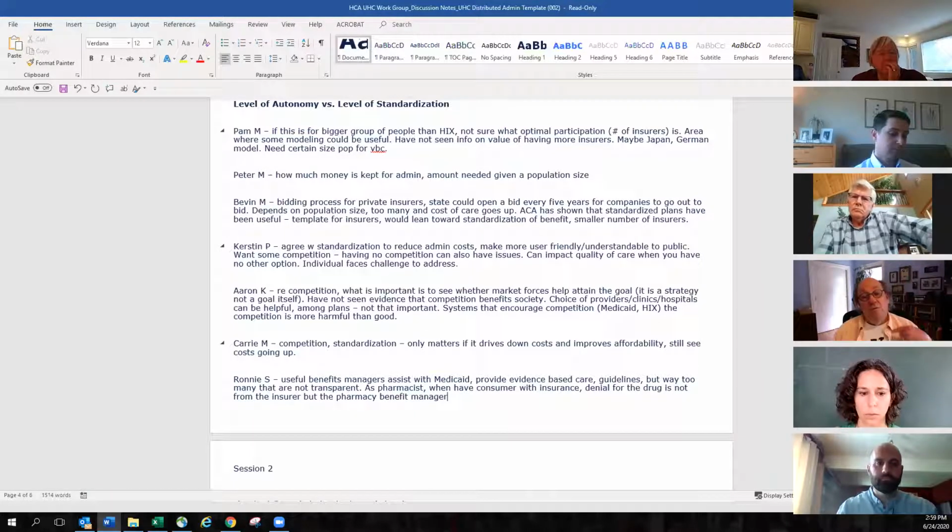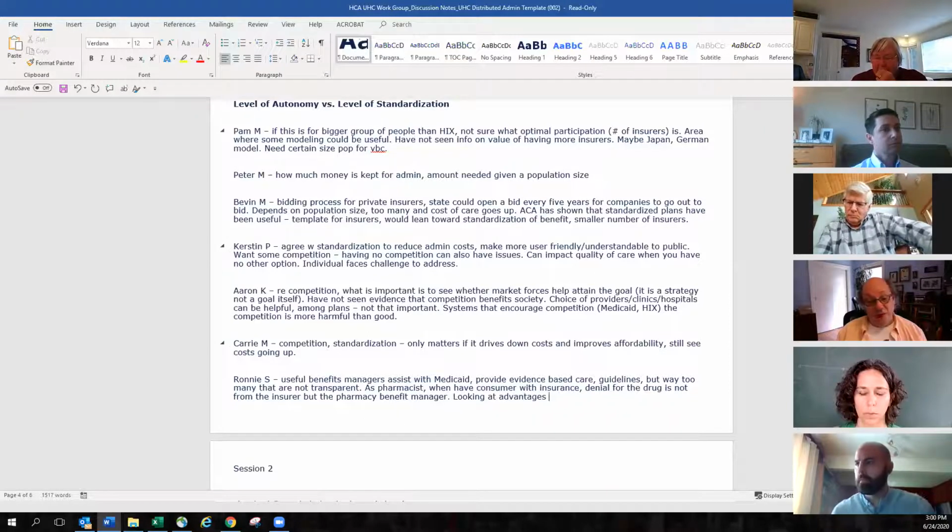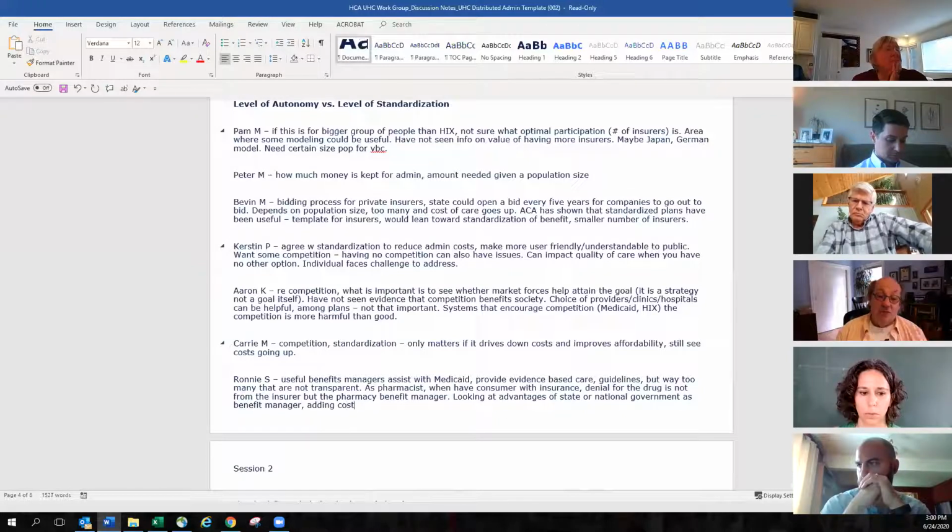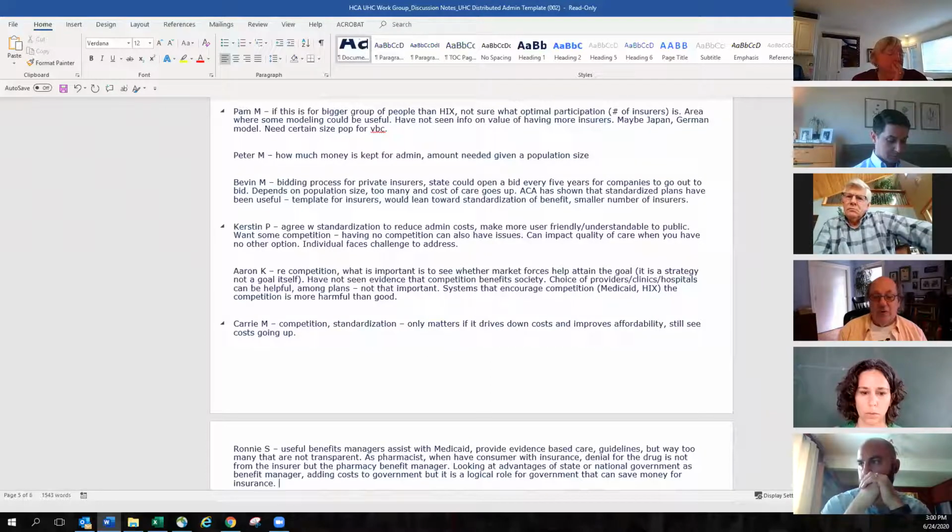And so when we look at the advantages of the state, or like with Medicare, the national government providing the benefit, being the benefit manager itself, we really are adding costs to government, but it's a logical role for government that can save a significant percentage of insurance costs and can make a real difference. So this option seems to be ignoring some of those profit motives in our system.